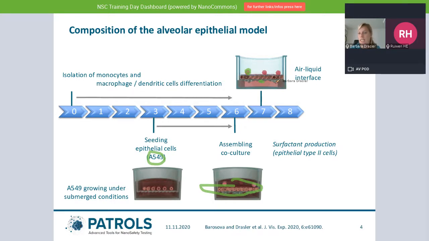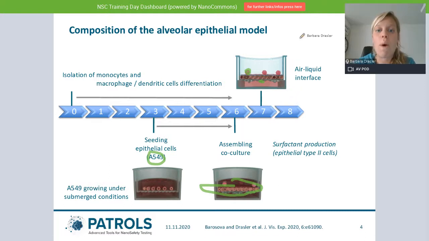Importantly, we cultivate this, as I said previously, at the air-liquid interface with the aim that those epithelial type 2 cells, which A549s are, produce surfactants. This is very important, especially when investigating effects of inhaled materials like nanomaterials onto the tissue barrier. But I want to point out that also other cell lines or cell types can be included here, like HILV. Yes, we tried, and also bronchial cell types. But then we just need to make sure that we consider all the cell type specific properties.